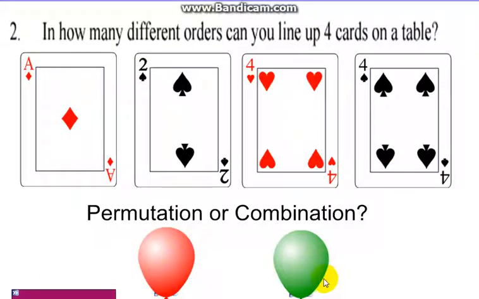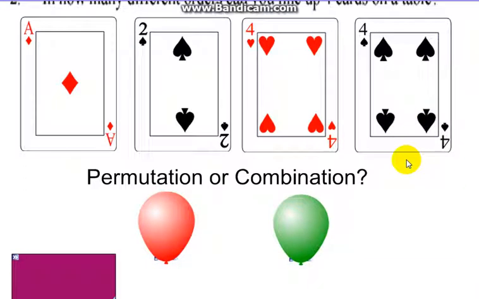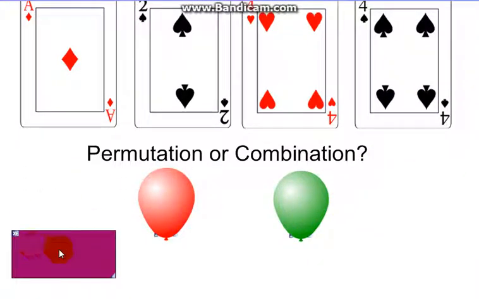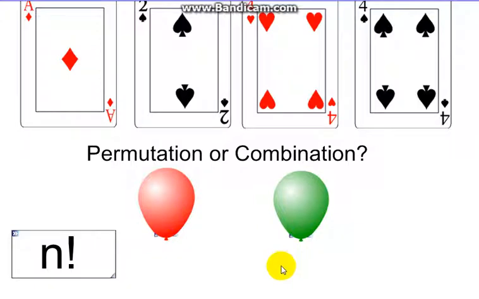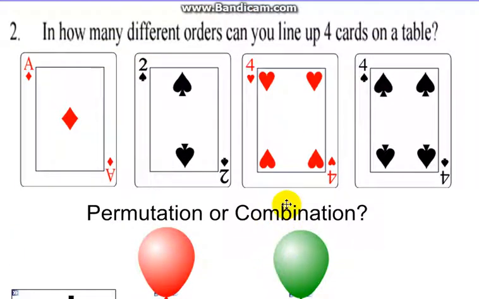Number 2 says, in how many different orders can you line up 4 cards on a table? So if I have 4 cards laid out there, how many ways can I line this up? Well, we know that to do this, it's going to be a factorial, N factorial. And N is the number of items that we have. How many different items do we have? We have 4 different items.